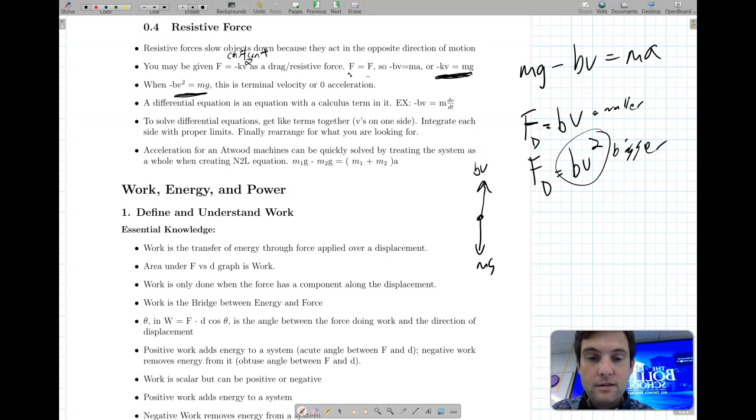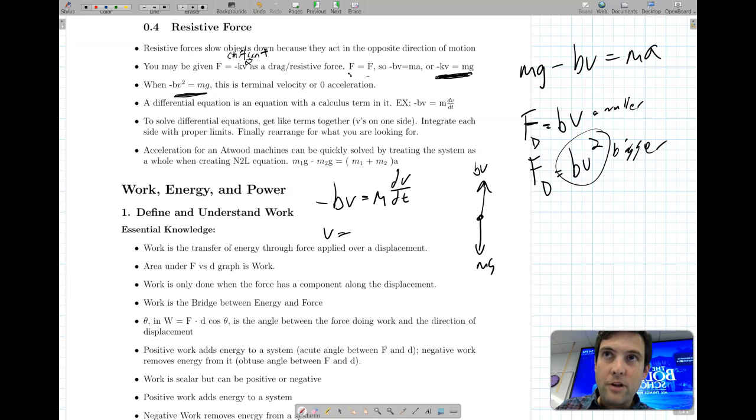In calculus, you may come across a differential equation or be asked to create a differential equation. That's just an equation with a calculus term in it. In this case, let's take negative bv and set it equal to m dv/dt, because that's what acceleration is equal to, dv/dt. From here, to solve this differential equation, you're going to get the like terms on one side, so get all of your v's together. And then you're going to integrate both sides.